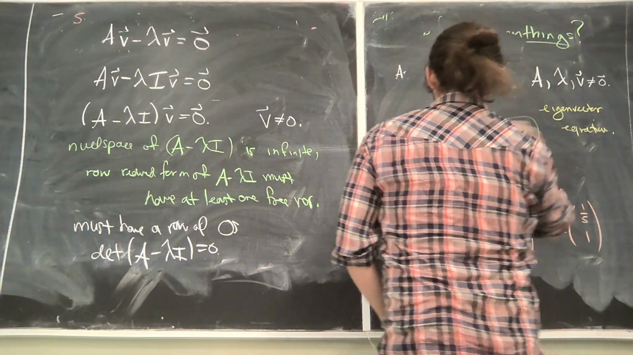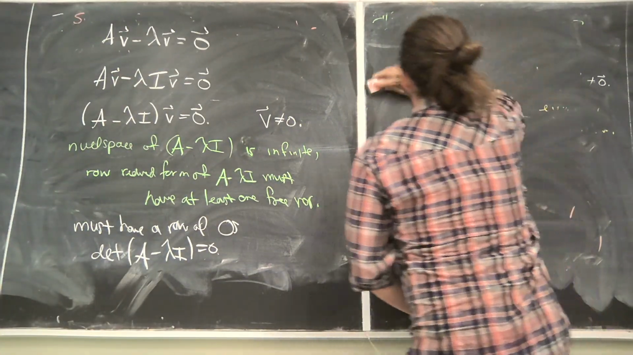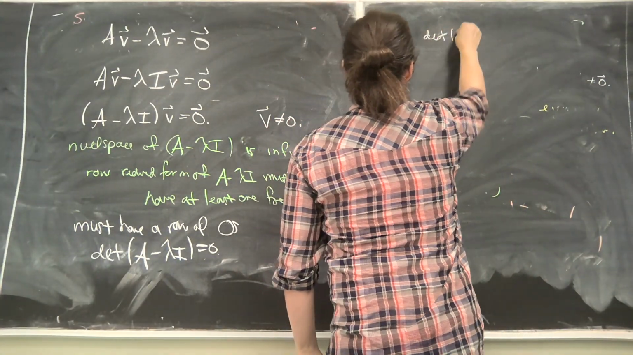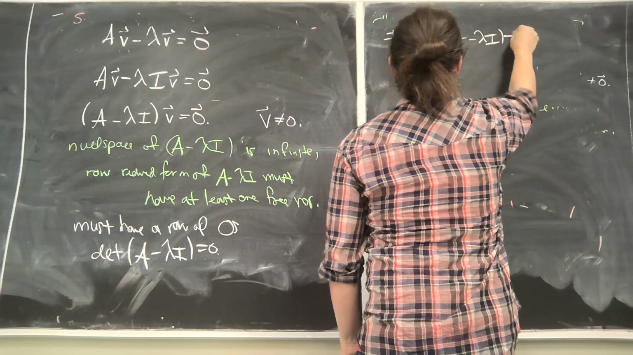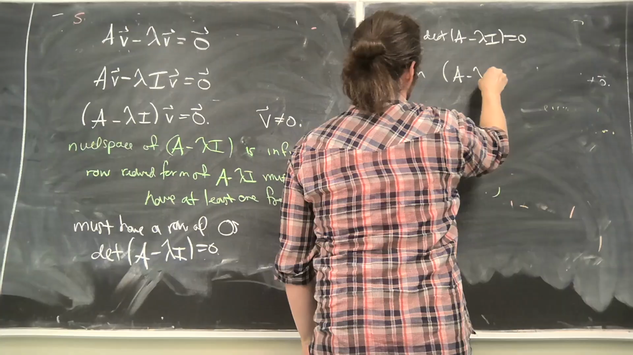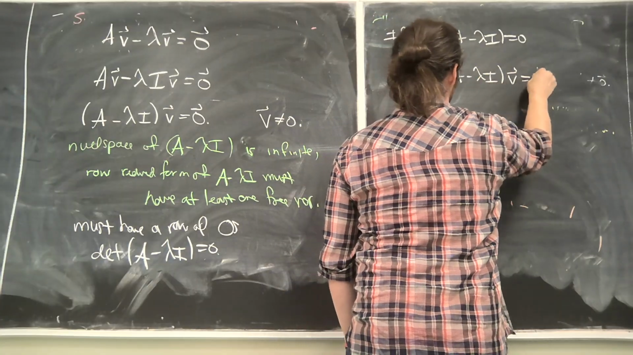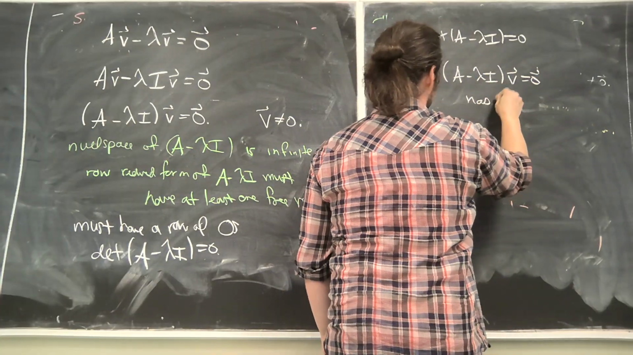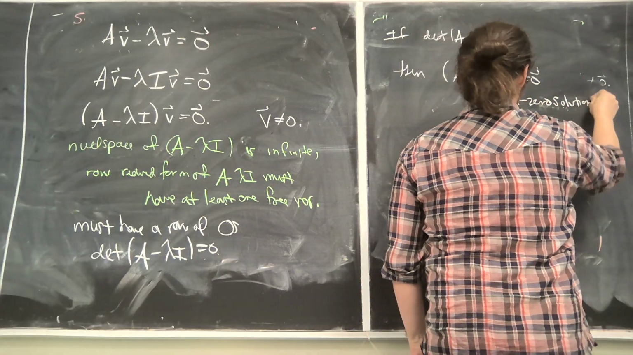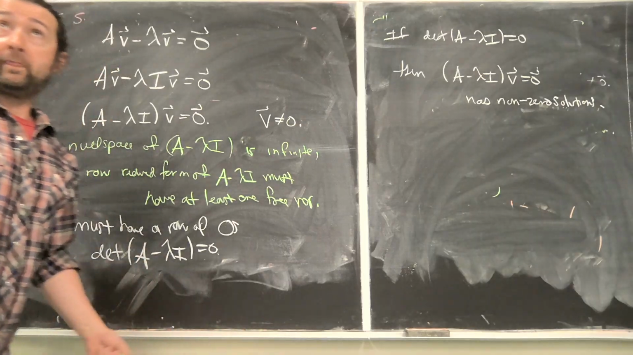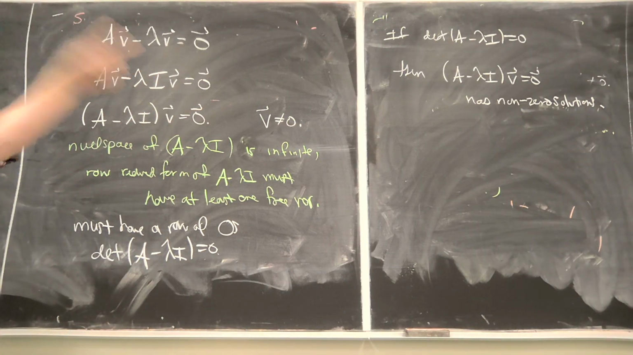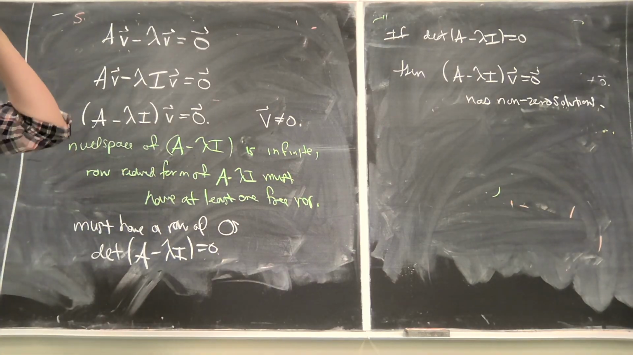So let me reiterate that. In the other direction, we would say the following. If the determinant of A minus lambda I is equal to 0, then A minus lambda I times v is equal to 0 has non-zero solutions. It has to. If the determinant was not 0, that would have a unique solution. It would be the 0 vector. But because the determinant is 0, there are free variables, so that has non-zero solutions.